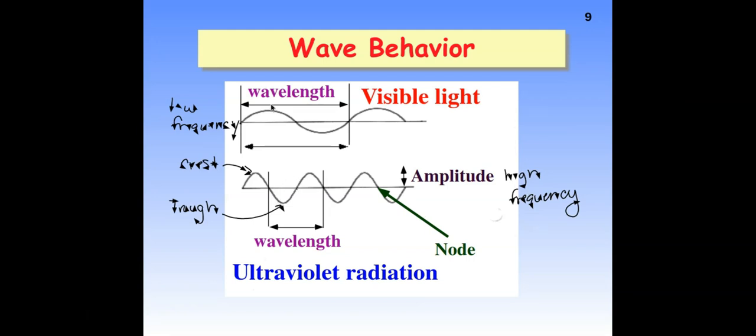So wavelength and frequency have what we consider an inverse relationship. As wavelength increases, frequency decreases. So whenever you have the frequency increasing, the wavelength decreases. Along with that, the higher the frequency, the higher the energy is going to be. So anything with a high frequency is going to have a high energy. It's going to be considered highly energetic.